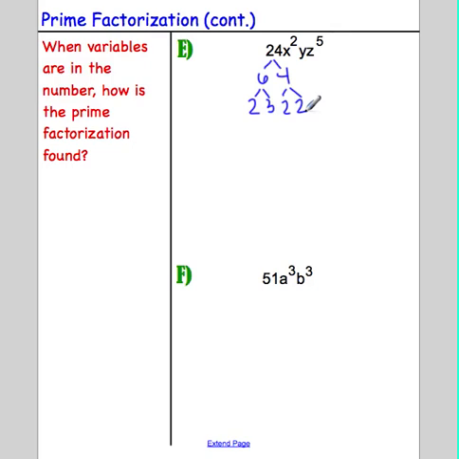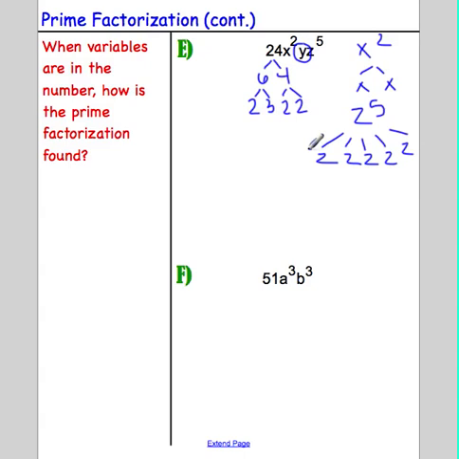So if I work over to the side here, I know that x squared is simply x times x. And I know y is all by itself already. And z to the 5th, well, I know that's 5 z's. So while technically you could write those in exponential form, it's nicer if you don't, because then it shows you understand how to break them up.